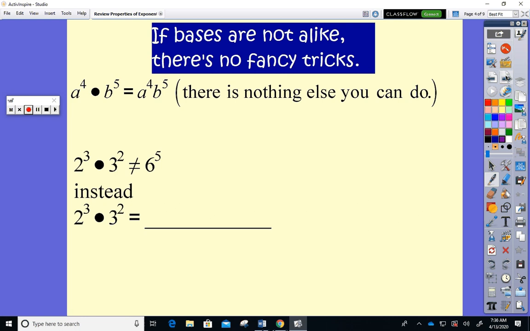That means I simplified. Now, if the bases are not alike, there's nothing fancy you can do, guys. So, with a to the 4th times b to the 5th, and here I really do mean the bases to be different, there's nothing you can do, okay?